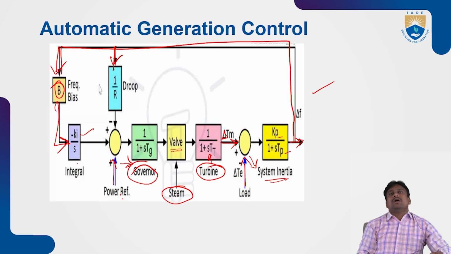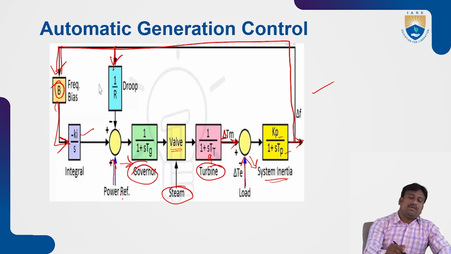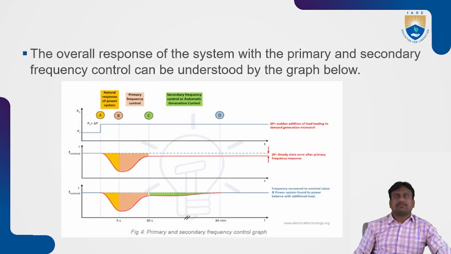So automatic generation control will operate as a feedback path from the system inertia to the frequency bias conditions, which is integral, and the droop in any value is given as feedback to the power reference. That will nullify the droop, and the system runs as usual.